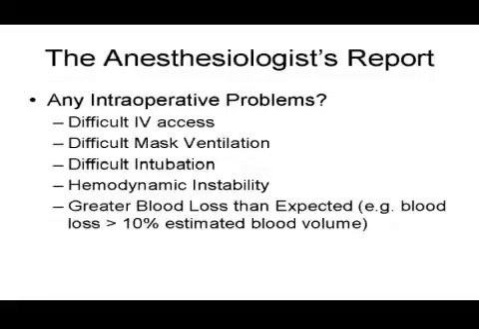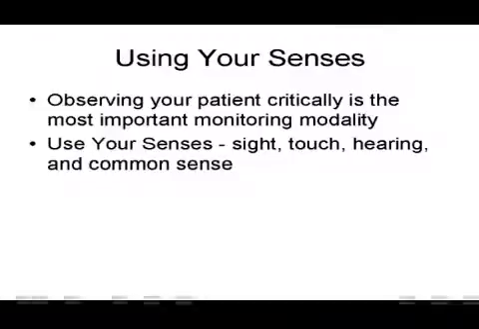Any intraoperative problems: difficult IV access, difficult mask ventilation, difficult intubation, any hemodynamic instabilities, greater blood loss than expected, and by this I mean more than like 10% of the blood volume. Things like that are indicative of intraoperative problems, which unfortunately, everything that happens in the OR you have to deal with in the PACU. So knowing these will help you understand what could happen to your patient and how to treat them better. So using your senses is very important for a PACU nurse.